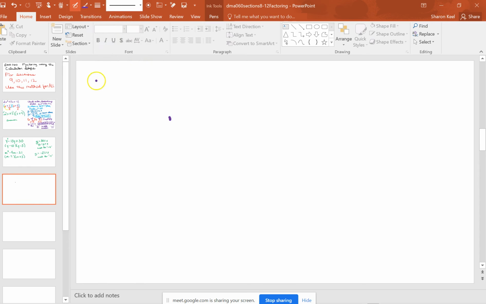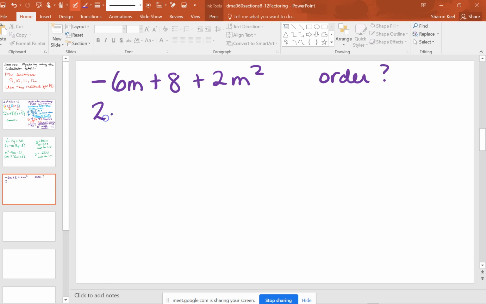Okay, let's say we have this. Negative 6m plus 8 plus 2m squared. When you look at this, what's the first thing that you notice? The first question I always want you to ask is, is it in the right order? So the order is not correct. So we're going to put it in the correct order. 2m squared minus 6m plus 8. Now it's in the correct order.